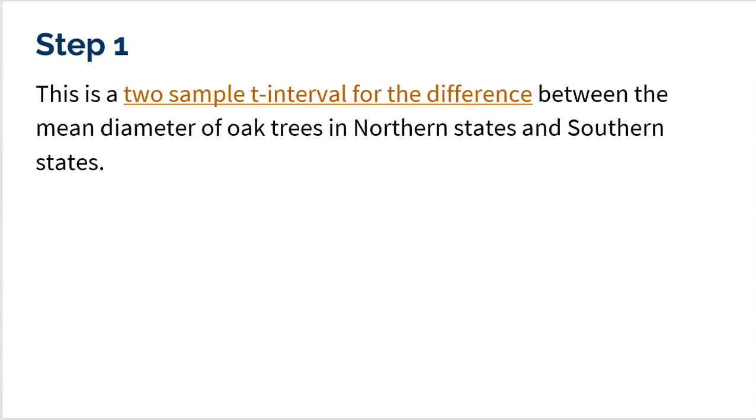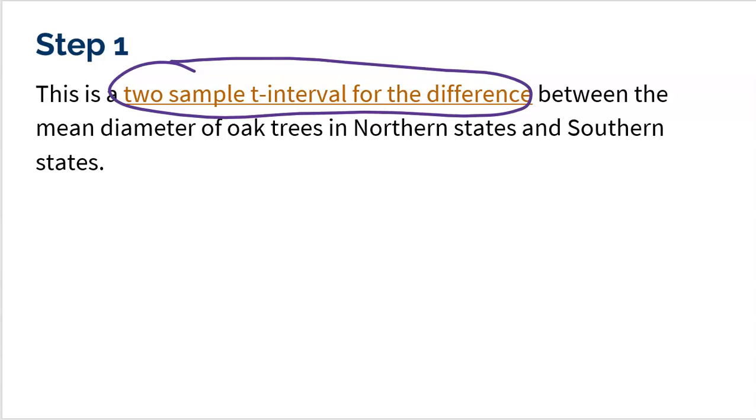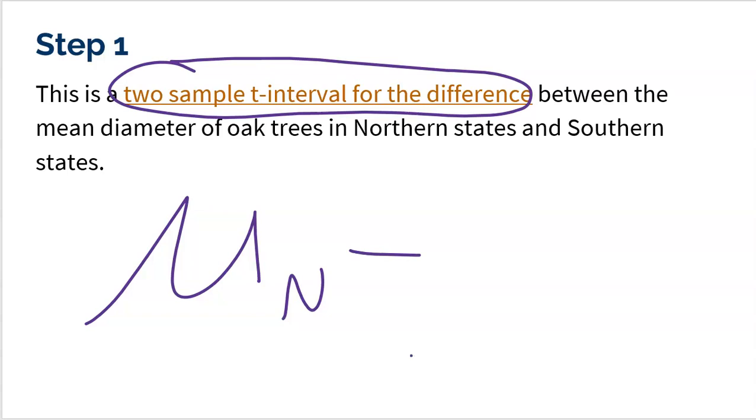So this is a 2 sample t-interval. There's that name, 2 sample t-interval for the difference. Now you got to give that context. The difference between the mean diameter of oak trees in northern states and southern states. So that's what I'm looking for. I'm looking for the true difference between the mean from the north and the mean from the south. That's what I'm trying to find, and I need a 2 sample t-interval to try to find it.